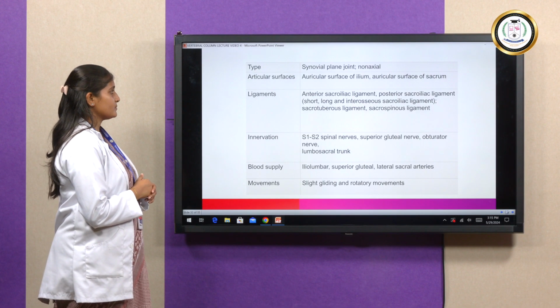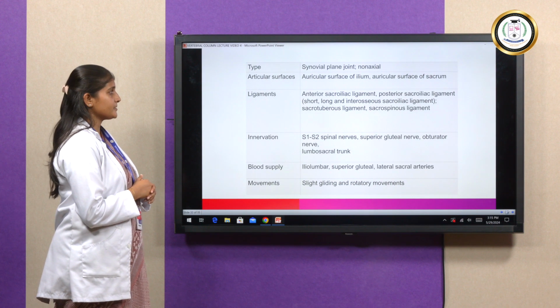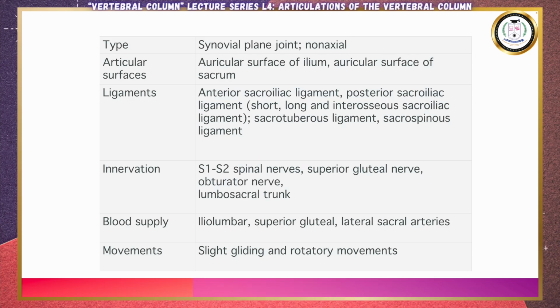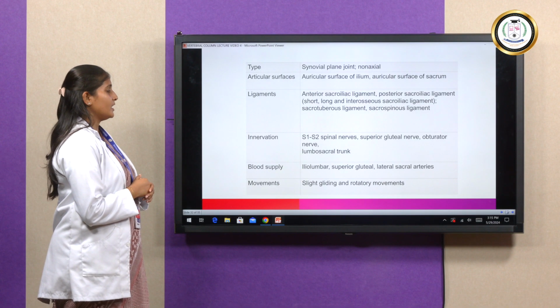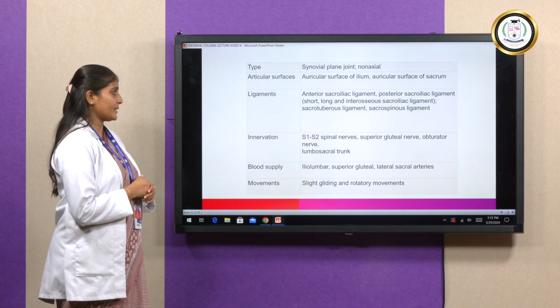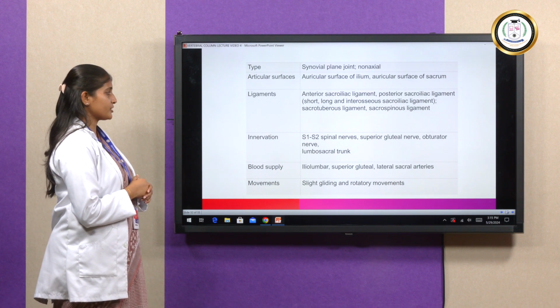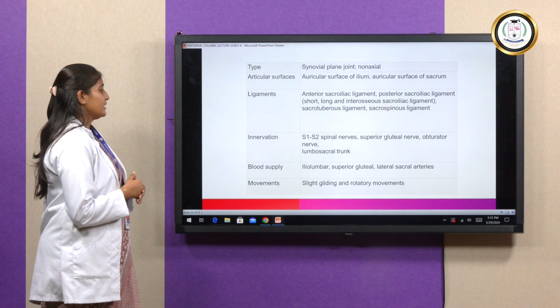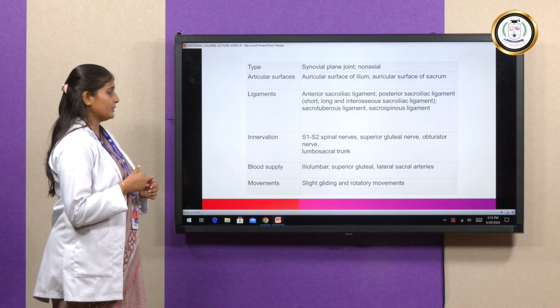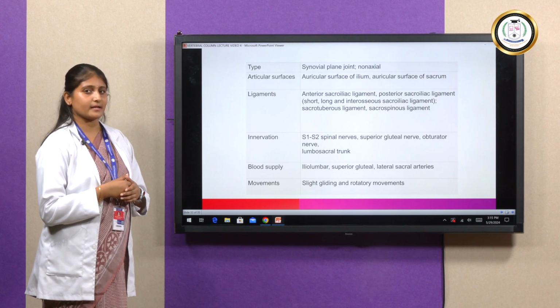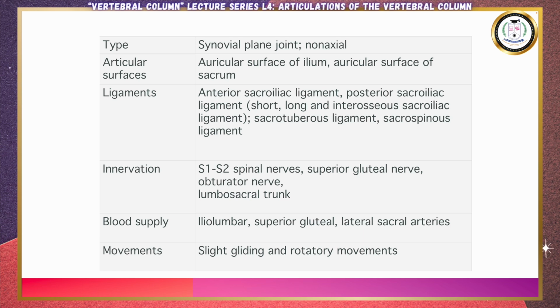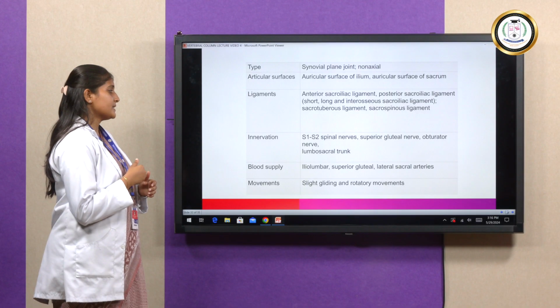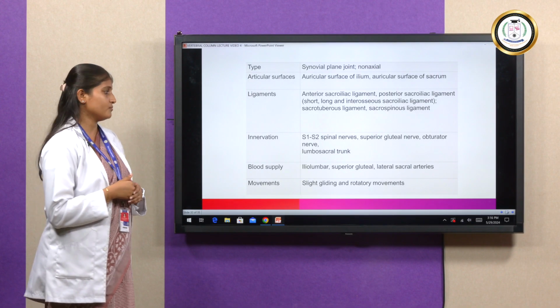These are the ligaments. We have anterior sacroiliac ligament, posterior sacroiliac ligament, sacrotuberous ligament and sacrospinous ligament. And this joint receives the nerve supply from S1 to S2 spinal nerves, superior gluteal nerve, obturator nerve, and also branches from the lumbosacral trunk. Then we have the blood supply through the iliolumbar, superior gluteal and lateral sacral arteries. And these are the movements at the sacroiliac joint. It has very limited movement. It has only sliding, gliding and rotatory movements.